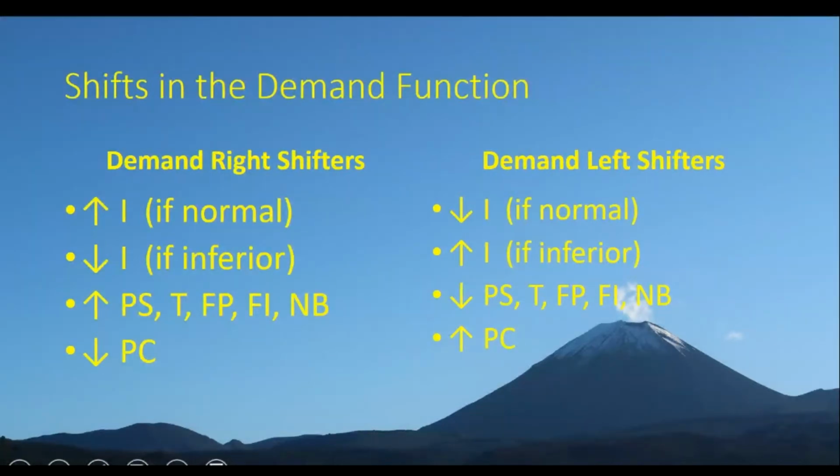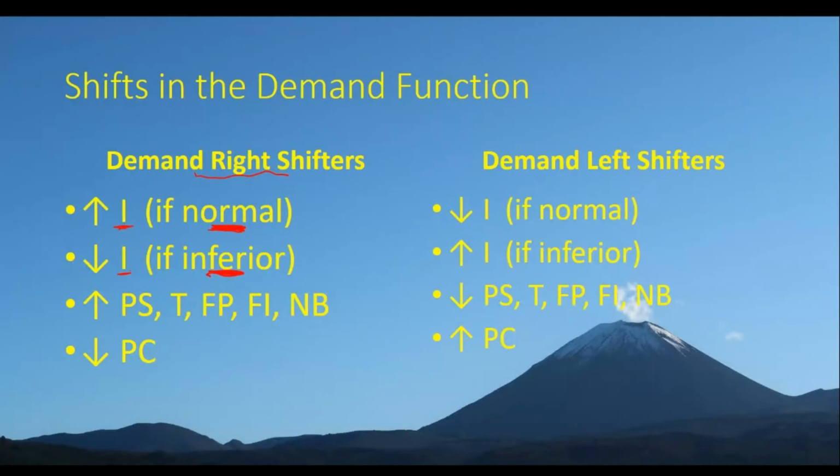Here are the things that are going to cause the demand curve to shift to the right. And I'm going to call them demand right shifters. So you can memorize this if you want, and it might be helpful. But the demand curve is going to shift to the right if income goes up and the good is a normal good, if income goes down and the good is an inferior good. So either of these changes, up or down, normal or inferior, is going to cause the demand to shift to the right.